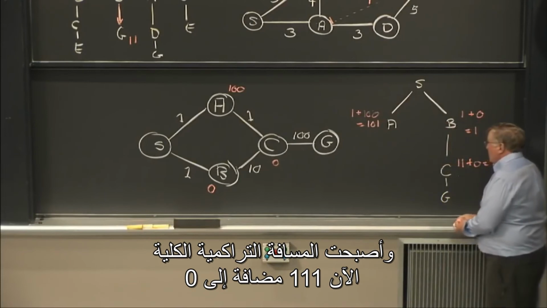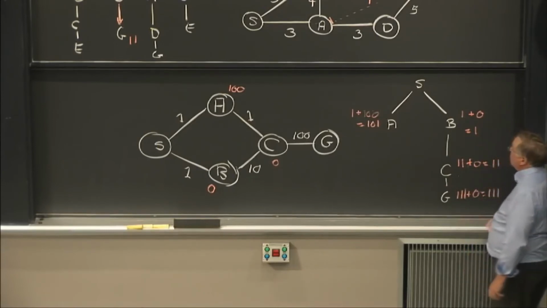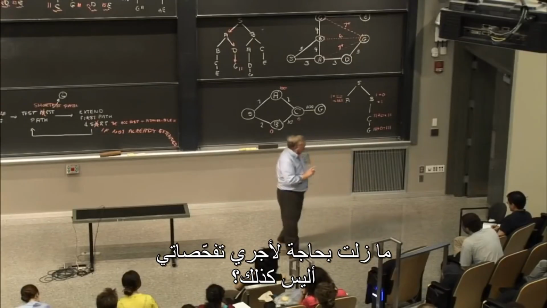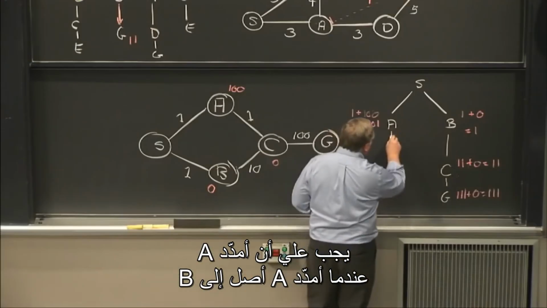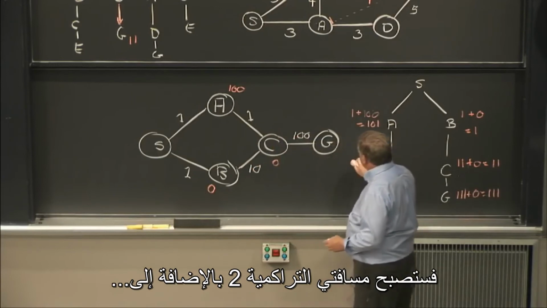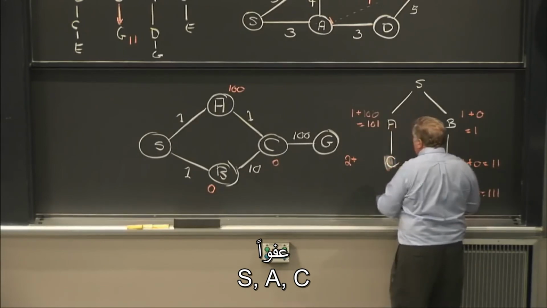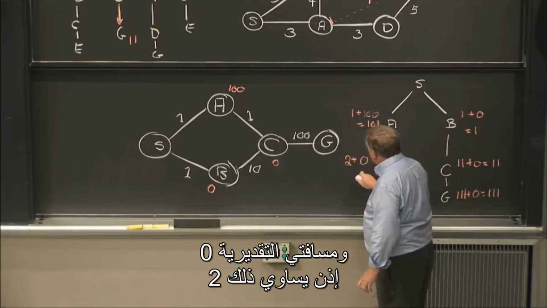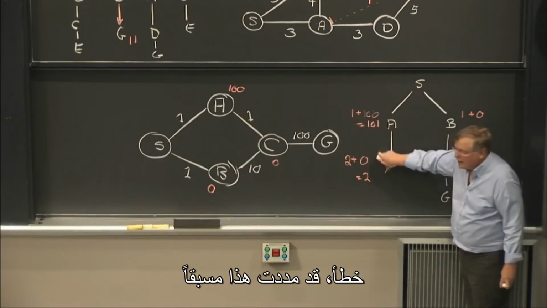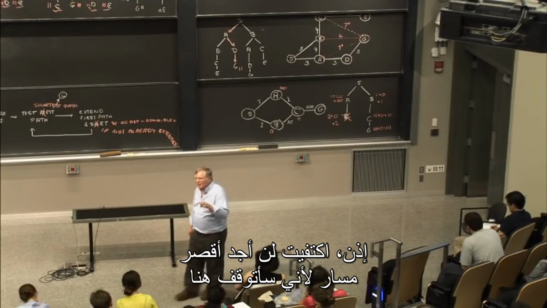And the total accumulated distance is now 111 plus 0 equals 111. And that's not the shortest path, but wait, I still have to do my checking, right? I have to extend A. And when I extend A, I get to B. And now when I get to B that way, SAC, my accumulated distance is 2. My estimated distance is 0, so that's equal to 2. So I'm okay because I'm still going to extend this guy, right? Wrong. I've already extended that guy.